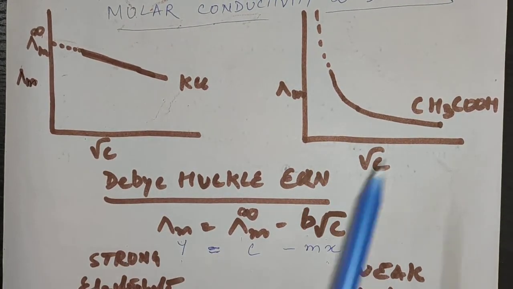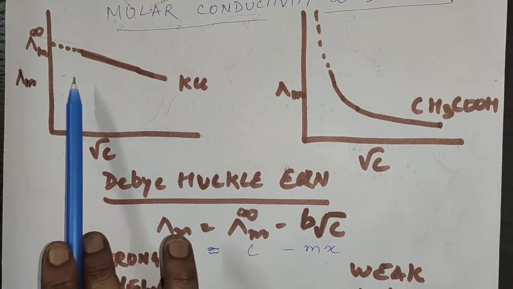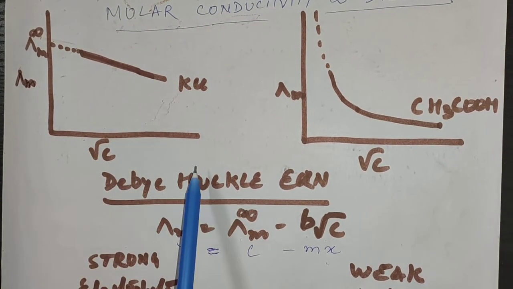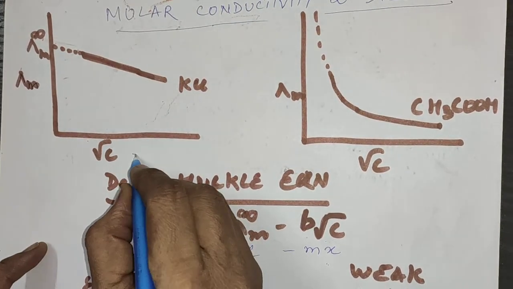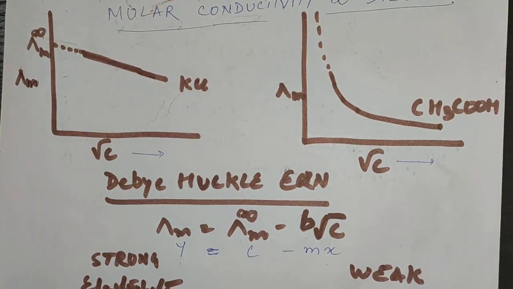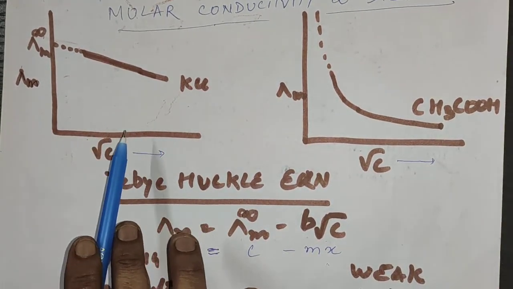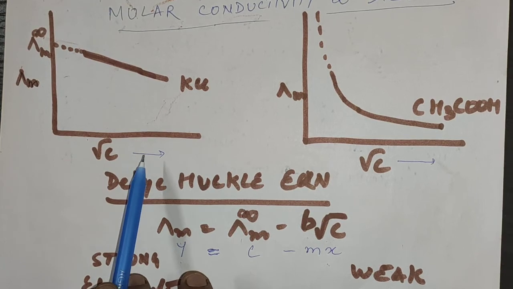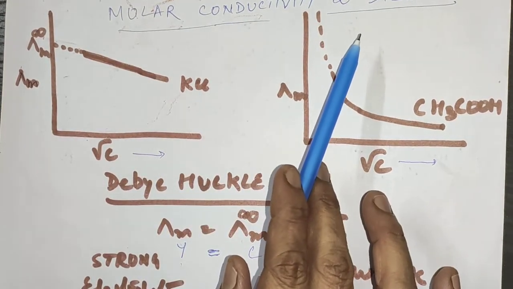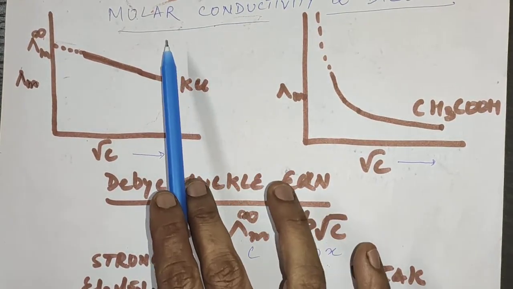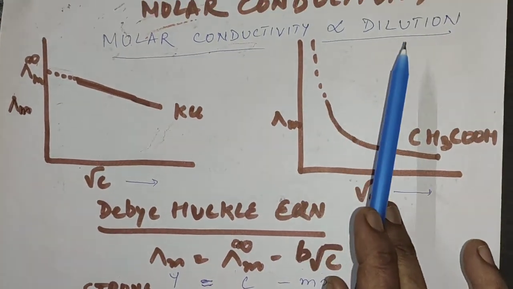That means it clearly shows that molar conductivity decreases with increase in concentration. This is the increase in concentration. So with the root of concentration increasing, molar conductivity is decreasing. But we are talking about dilution. Dilution means reverse of concentration. So molar conductivity is directly proportional to dilution.